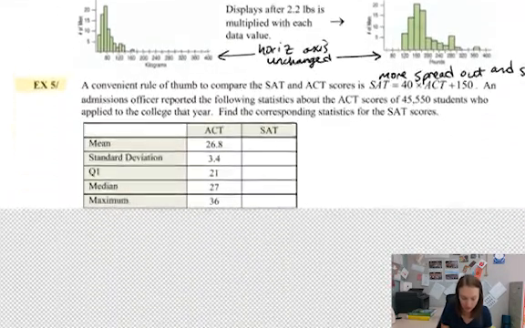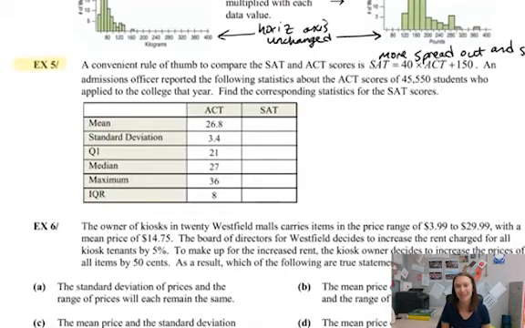So let's look at this example, and then this will be our last example for today. A convenient rule of thumb to compare SAT and ACT scores is this formula: SAT equals 40 times ACT plus 150. An admissions officer reported the following statistics about the ACT scores of 45,550 students that applied to college last year. Find the corresponding statistics for the SAT scores.